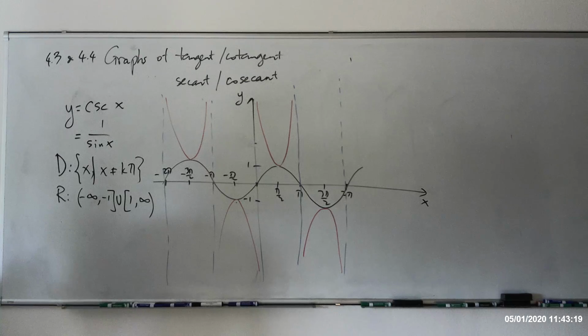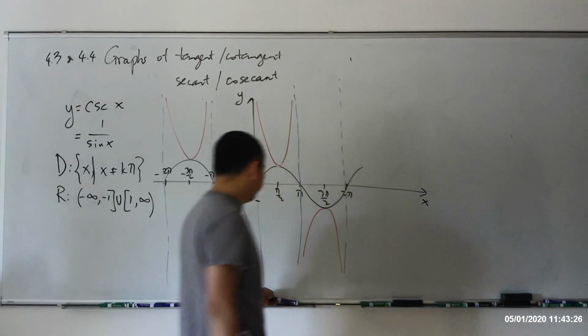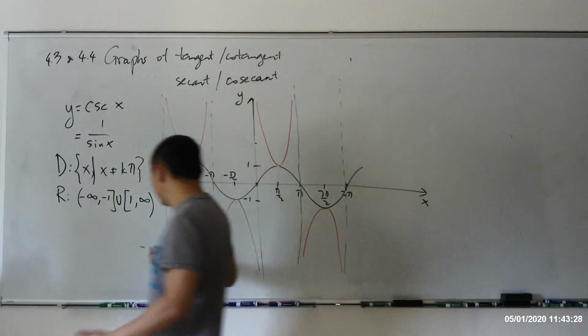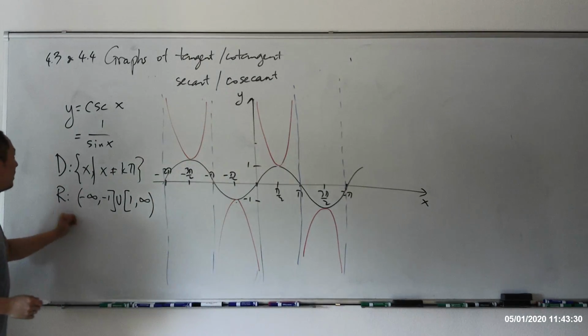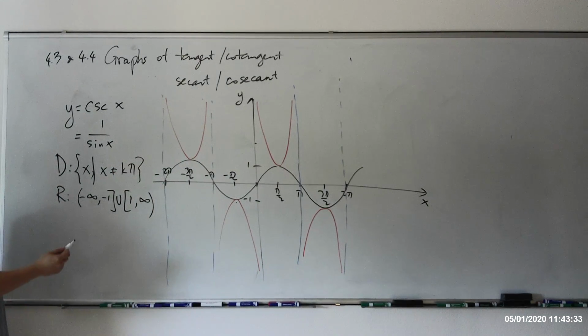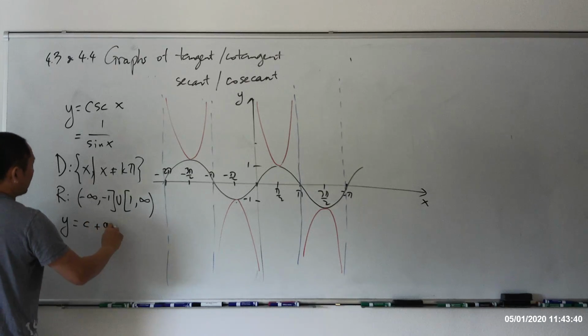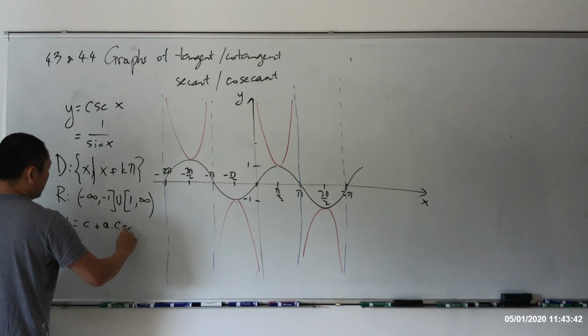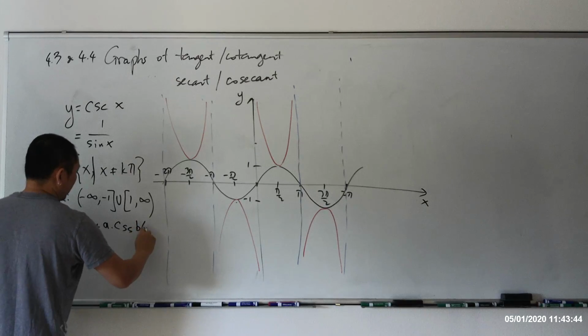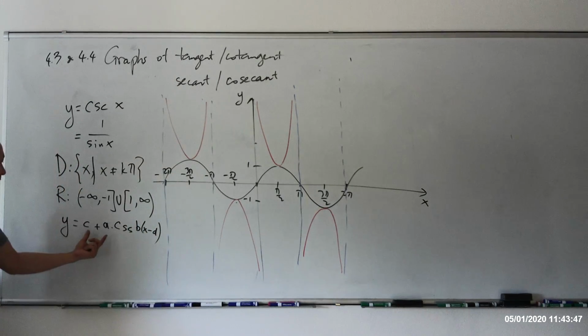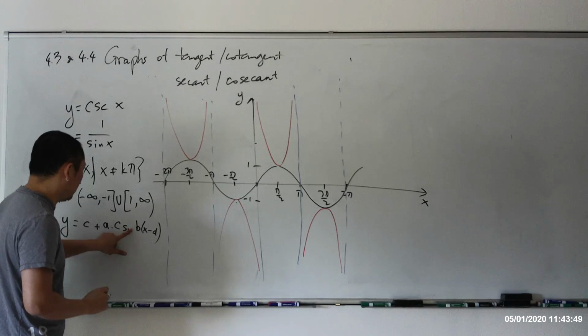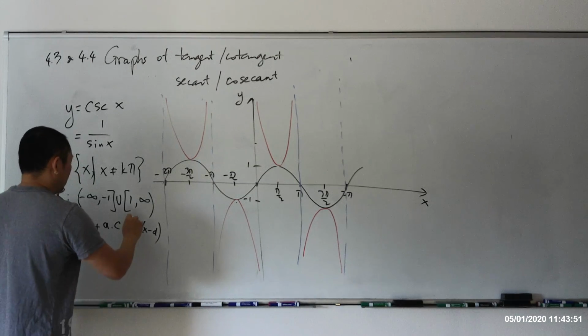Sine is an odd function, so cosecant is also an odd function. Okay, symmetrical about the origin. I'll just write out a general function, but I will not talk about this again because we've been talking a lot already. y equal to c plus a times cosecant of b times (x minus d), and that means what? Cosecant, so CSC, right? x minus d.